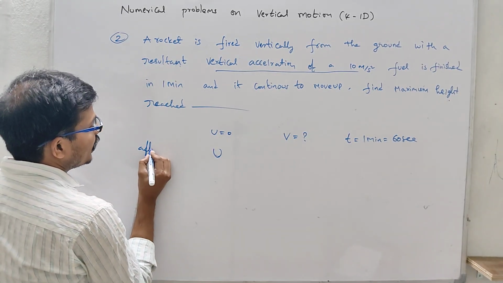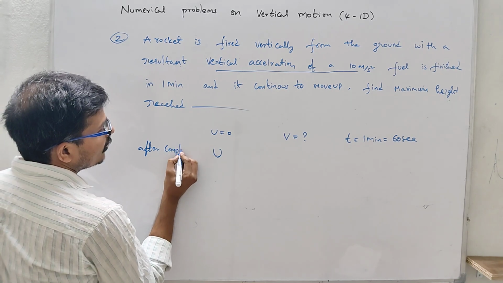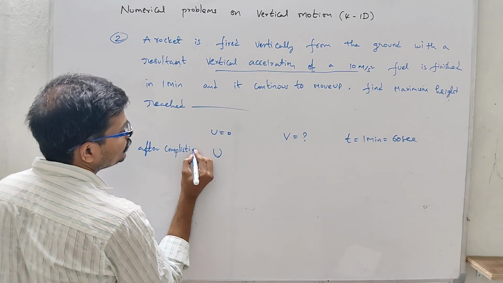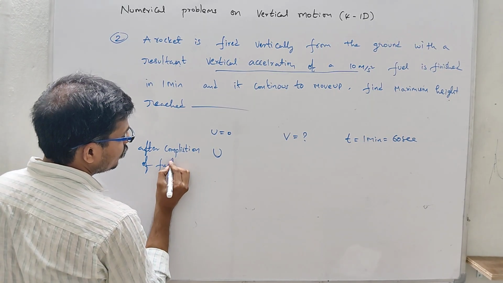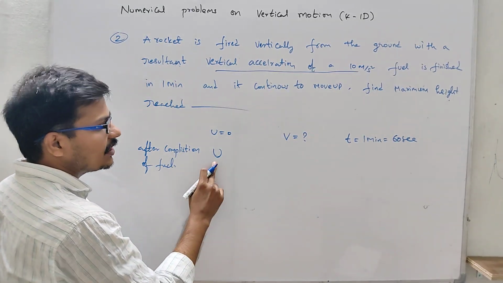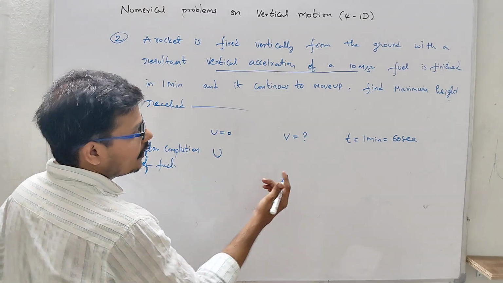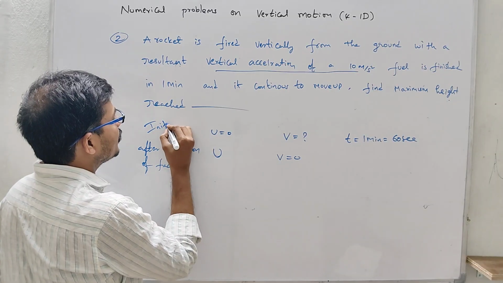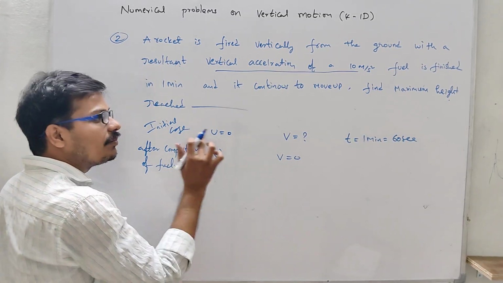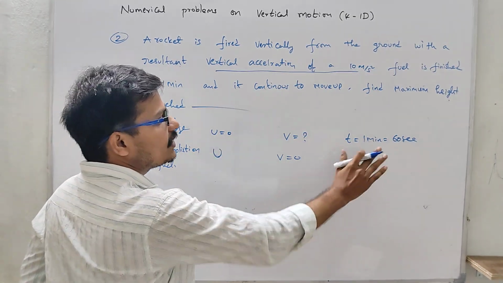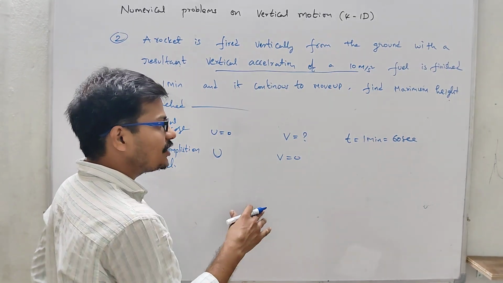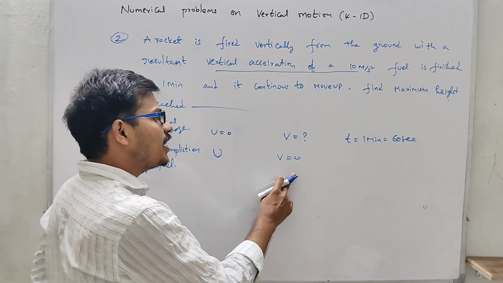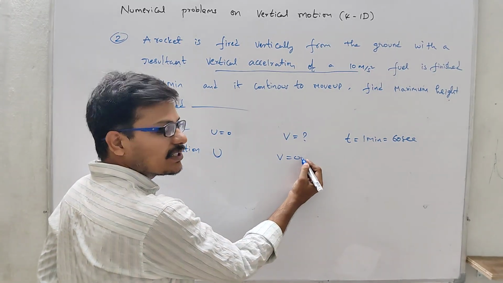After completion of the fuel, the final velocity will become the initial velocity, and with that initial velocity it will go on. Its final velocity should be 0. This is the initial case, meaning until completion of the fuel it has these parameters. After completion of the fuel, the final velocity becomes initial, and it will reach its maximum height with this velocity, and finally it ends at 0.